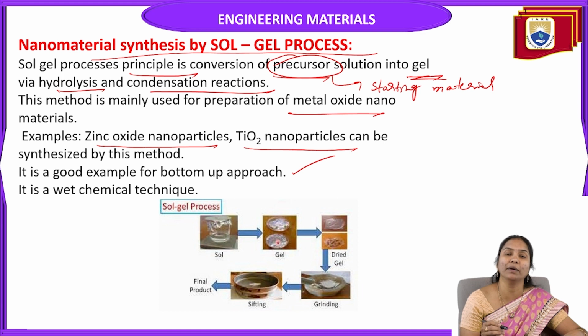It is a wet chemical technique. Why do we call this a wet chemical technique? Because all the substances used for this method are in wet condition only. Here water acts as a catalyst. So all these are taken in wet condition. That's why this method is called the wet chemical technique or sol-gel process.